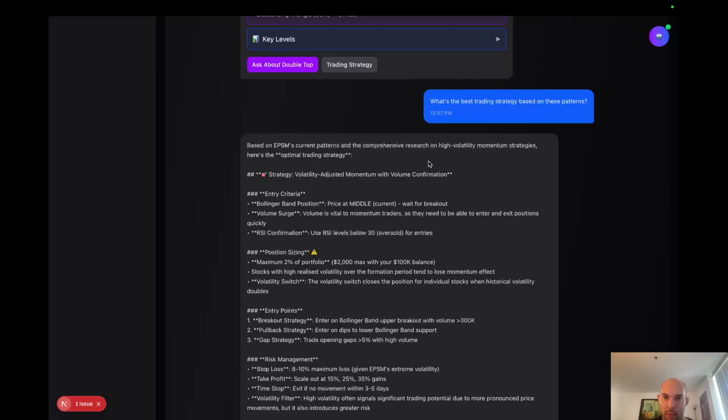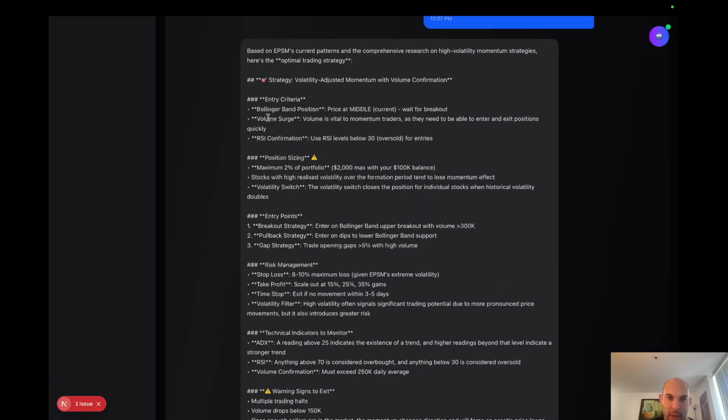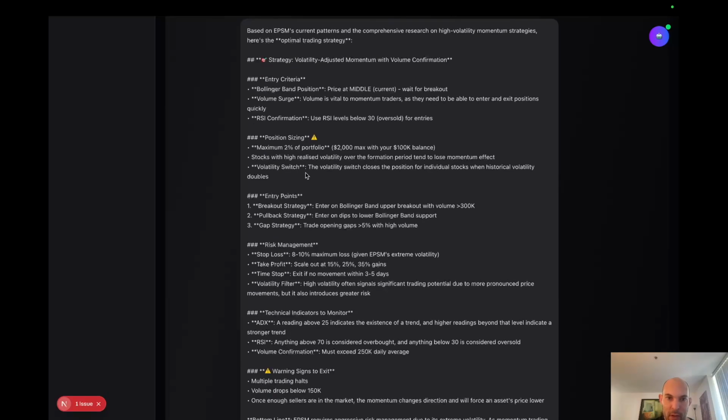Current patterns and the comprehensive research on high volatility momentum strategies. Here's the optimal trading strategy. Okay, so it gives us some entry criteria about the Bollinger Bands, the volume surge, position sizing, maximum 2%. Stocks with high realized volatility over formation period tend to lose momentum effect. Okay, so it's saying it's oversold.